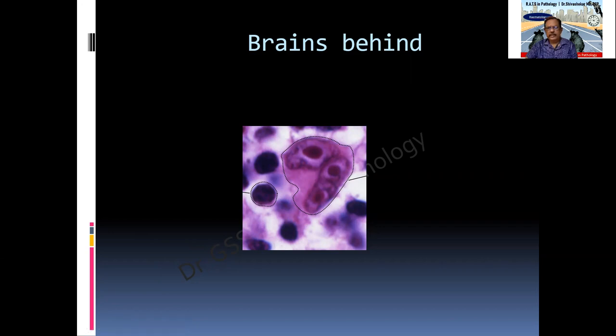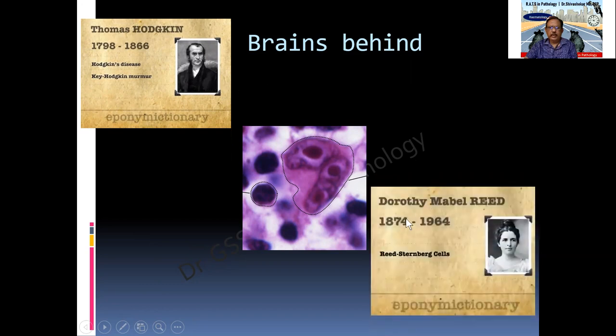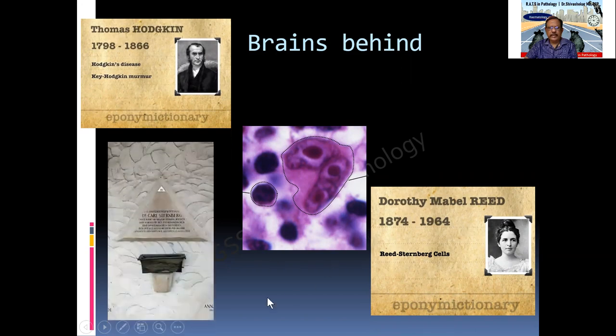But then this slide is meant for the brains behind. Thomas Hodgkin, who was the person who identified this particular disease, and Dorothy Reed, who identified the R.A.T.S cell. And why is it called the R.A.T.S cell? Because there is another person who has been there, Sternberg. So Reed-Sternberg cell and then Thomas Hodgkin are the brains behind the Hodgkin's disease.